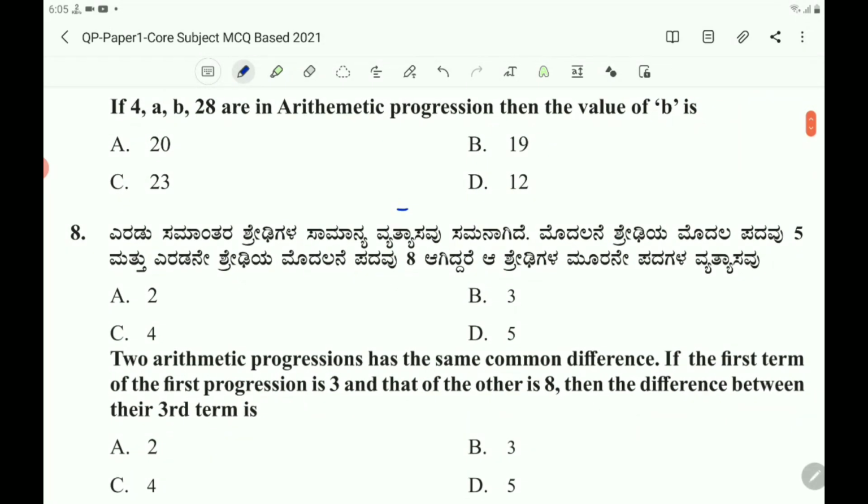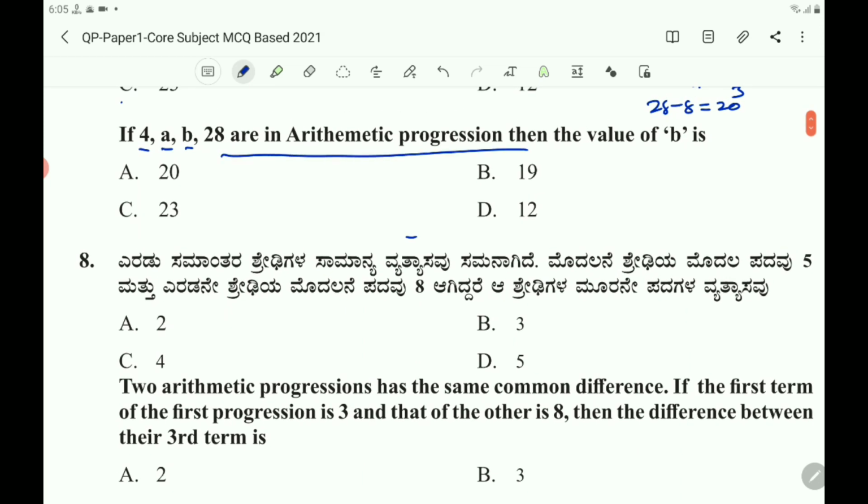The same question in English medium. 4, a, b, 28 are in AP. Then the value of b is. You know that it is said to be AP. This is the first term a. This is the last term an. So let us consider it is a4. Then you know the formula for an, that is an equals a plus n minus 1 into d. a4 is a plus 3d.